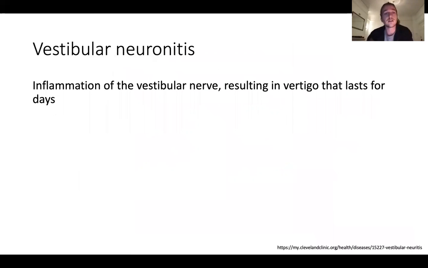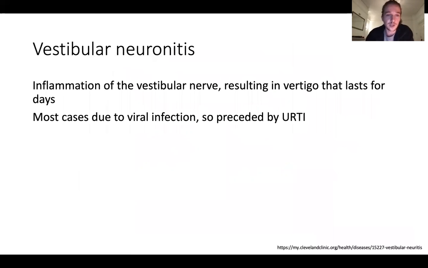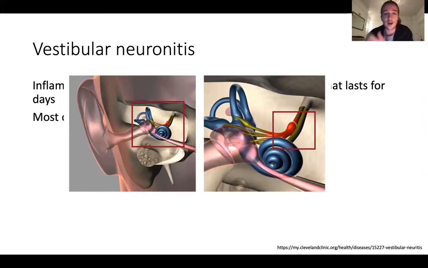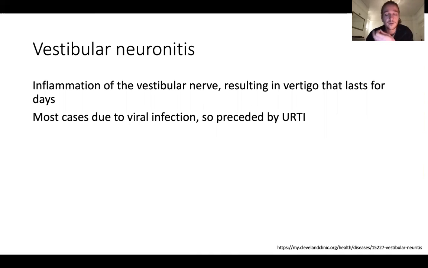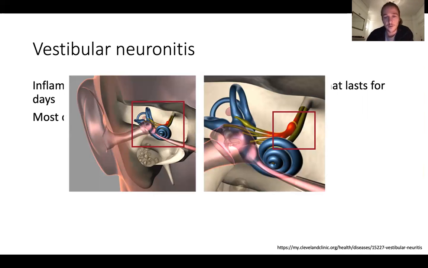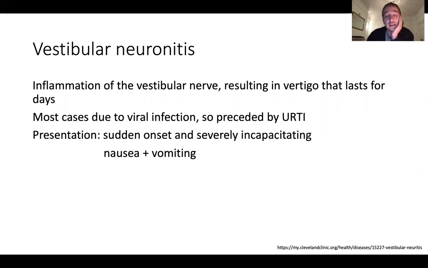So vestibular neuronitis, inflammation of the vestibular nerve. So you get vertigo that lasts for days usually, and this affects their lives quite badly, to be fair. Most cases are viral, so they'll complain of having a cough or a respiratory tract infection, and then getting this problem with vertigo. So as shown here, so these are semicircular canals. This is your superior and inferior vestibular nerves, and that's your cochlear nerve. So they'll get sudden onset and really incapacitating vertigo, and then nausea and vomiting.